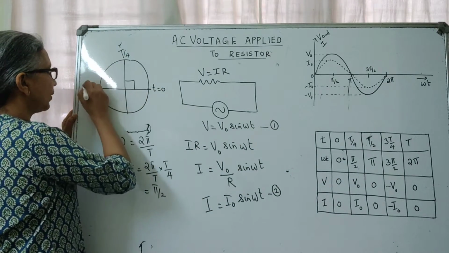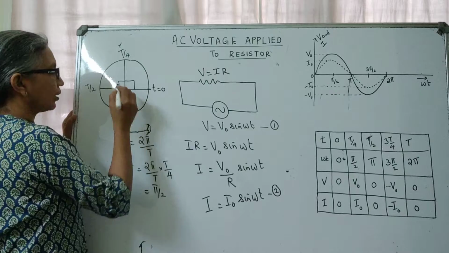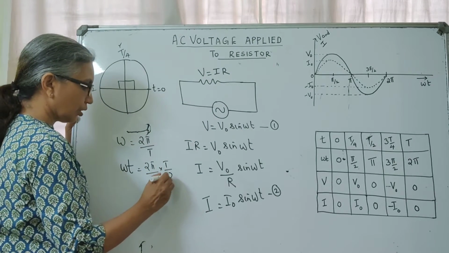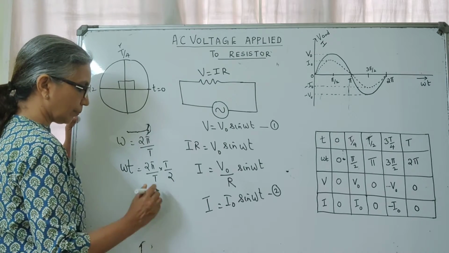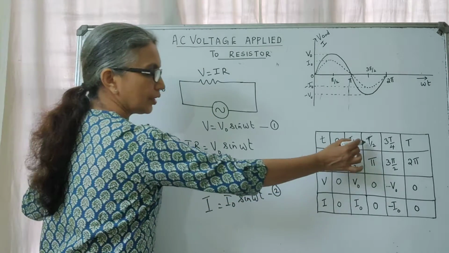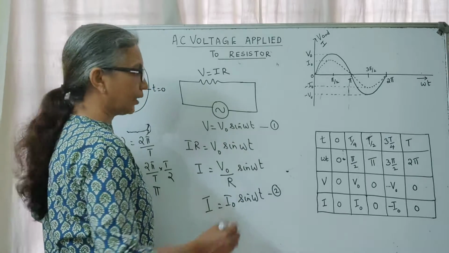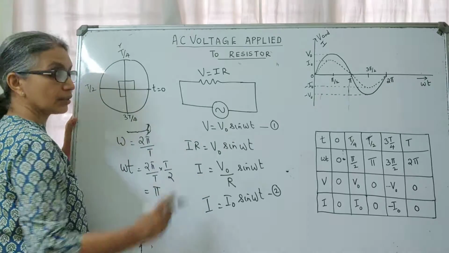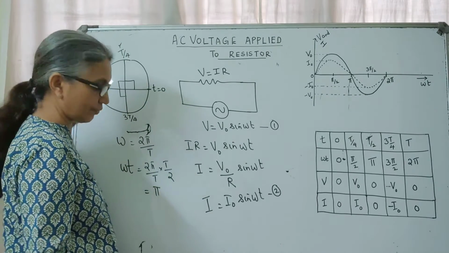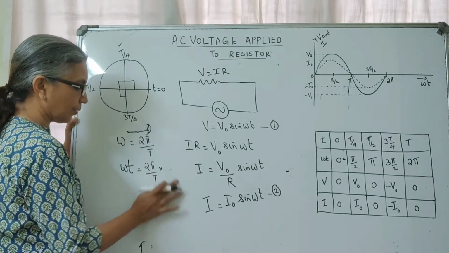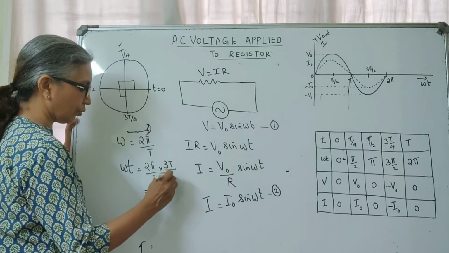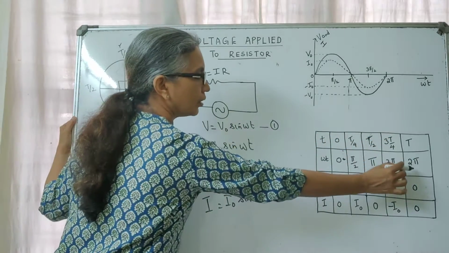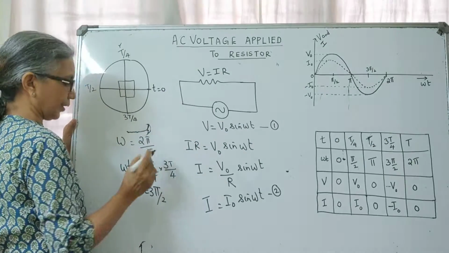Similarly, at T by 2, half the time period, the angle covered should be 180 degrees, pi, because if you put this as T by 2, you will see that this is going to be pi. So at T by 2, the angle covered is pi. And then at 3T by 4, 3/4 of the time period, the angle covered is going to be 3 pi by 2, 270 degrees, because this is 3 pi by 2 and this is 3T by 4. And after one complete time period, the angle covered will be 2 pi.